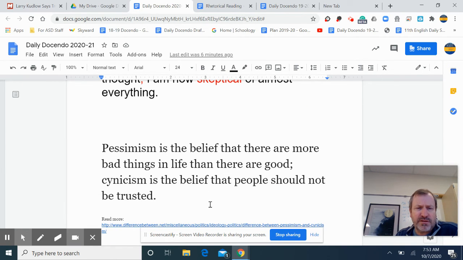Just a little bit more clarification between pessimism and cynicism. Pessimism is the belief that there are more bad things in life than there are good. Cynicism is the belief that people should not be trusted. So cynics basically look at other people and they assume that other people are going to do bad things. And it's, again, not a very positive way of seeing the world, but nevertheless, it is a belief that some people have, a perception of being cynical as opposed to optimistic.